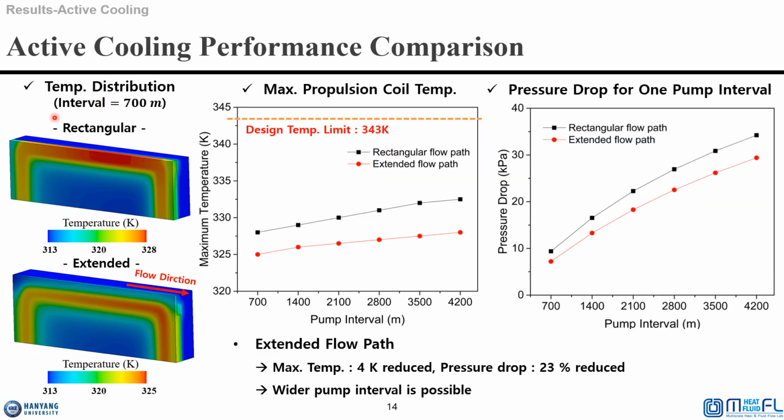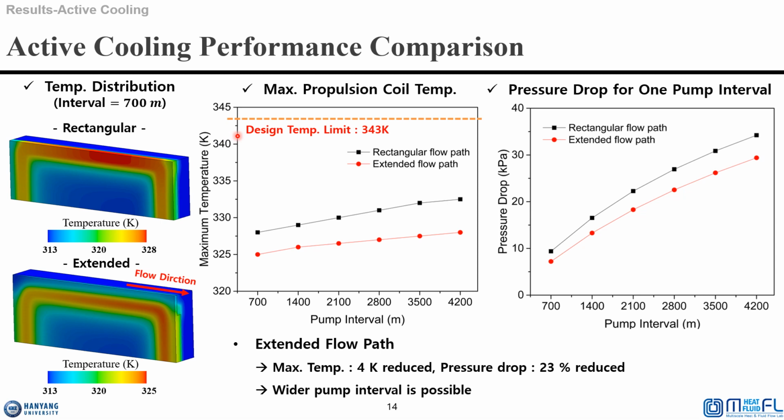Displayed here is the temperature distribution for case with a pump interval of 700 meters. In the extended flow path, the fluid flow passes over the top surface of the coil, resulting in additional cooling effect compared to the rectangular flow path.